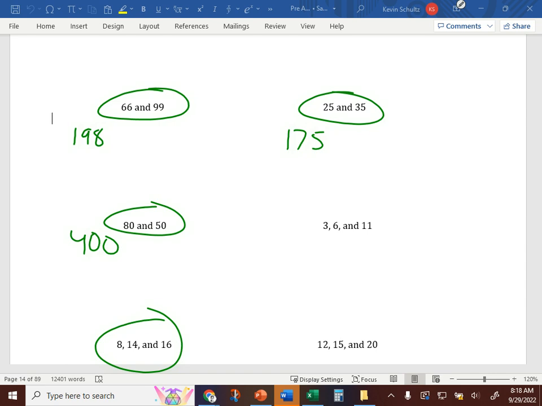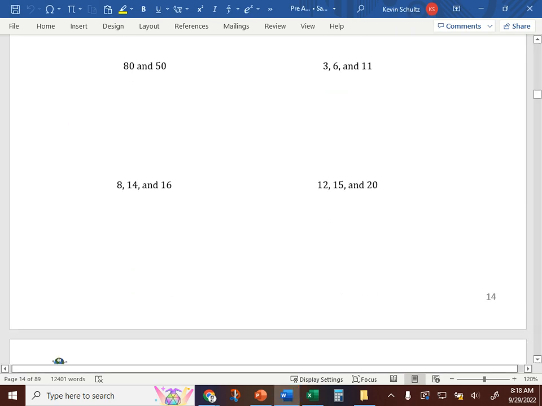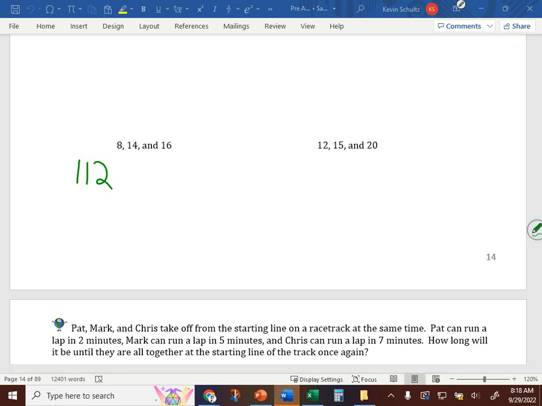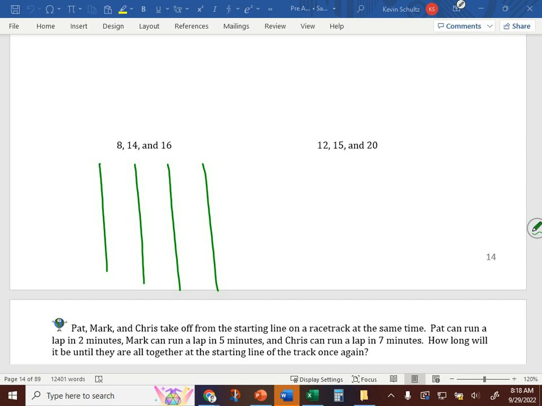Okay, all right. 8, 14, and 16. What'd you come up with for that one? 112. Questions? Okay. Well, I will trust that things are going swimmingly, especially with this one here. I'm going to do this one, the table method, just because it's the 3-digit one and it's got that little extra twist to it. So if you did the table, you can follow along.